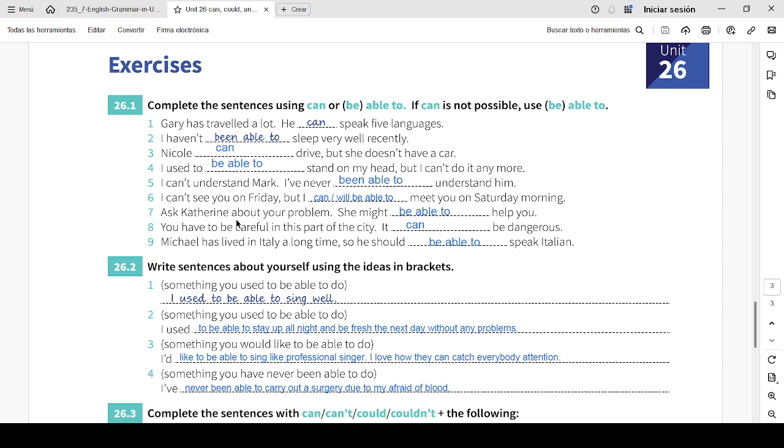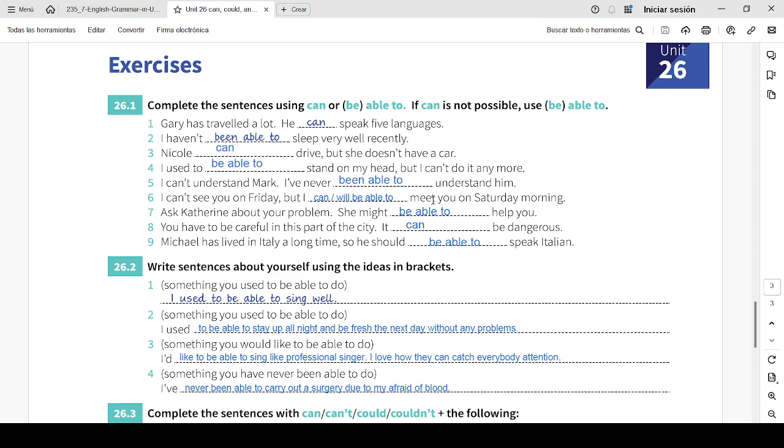Ask Catherine about your problem. She might be able to help you, right? In that example, it's the same. We're talking about the ability, right? But we use "be able" because we're using a modal like "might." She might be able, right? We cannot use "might can." That's totally wrong.